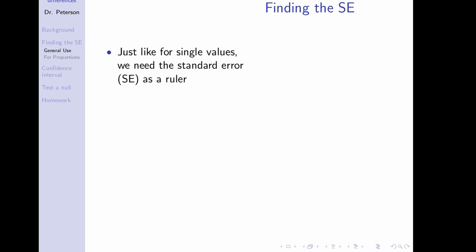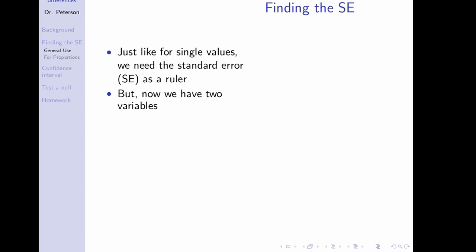Let's talk about how to find the standard error for the difference between two proportions. First, let's talk in general about what a standard deviation of a difference means. Just like for single values, we need a standard error as a ruler to measure how different our observed is from our expected.